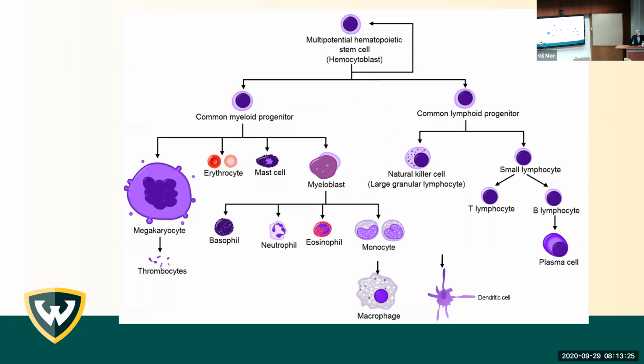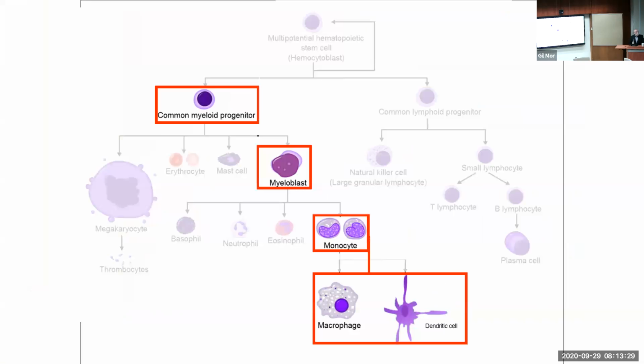They come from these multipotential hematopoietic cells in the bone marrow. They give origin to the myeloid progenitor, and this myeloid progenitor differentiates into the myeloblast. And the myeloblast then goes to the circulation as a monocyte. So let me remind you this.